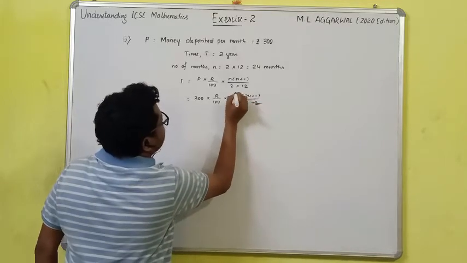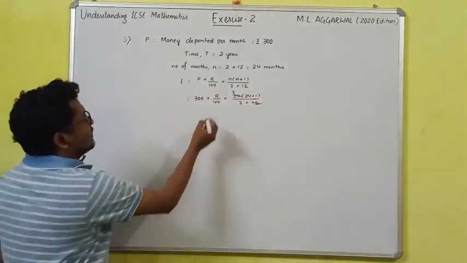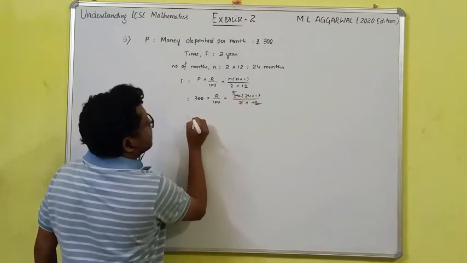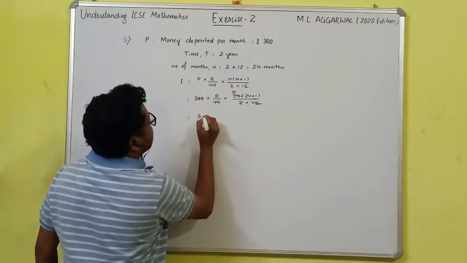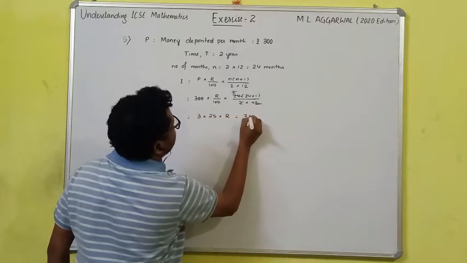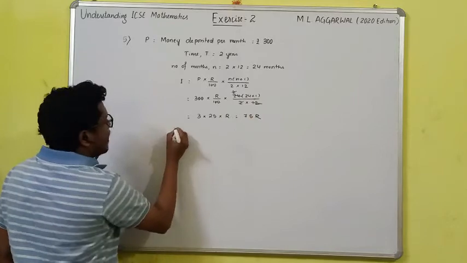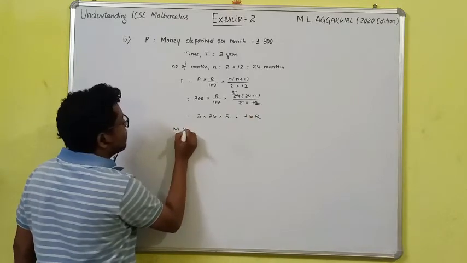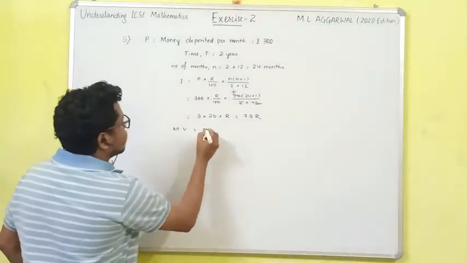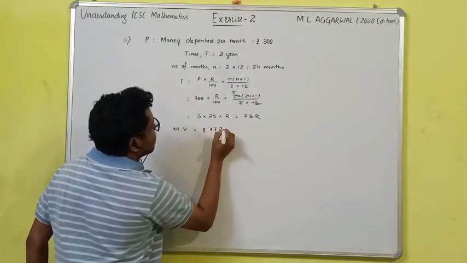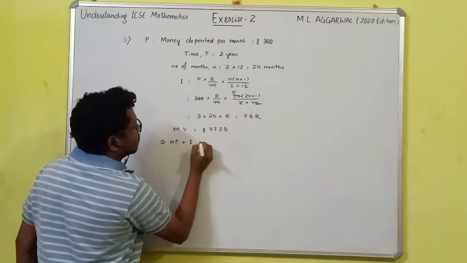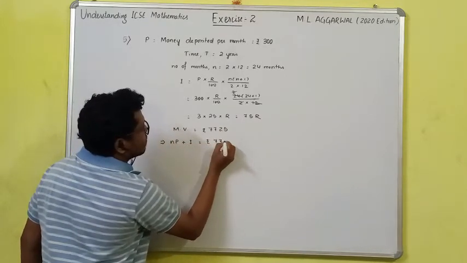So 12 to the, then 0 0 cancel here, then 2 also cancels. So here you will get 3 into 25 into R, which is equal to 75 R. Then as per your question, maturity value is equal to rupees how much? 7725. So here I can write P n plus I is equal to rupees 7725.